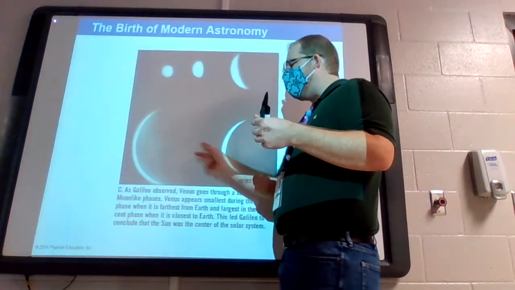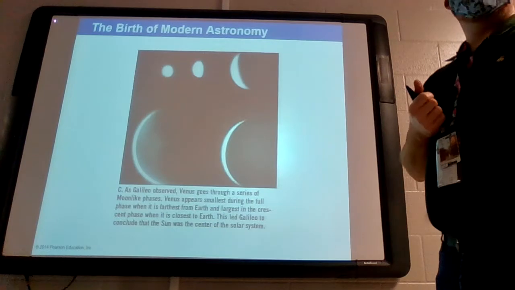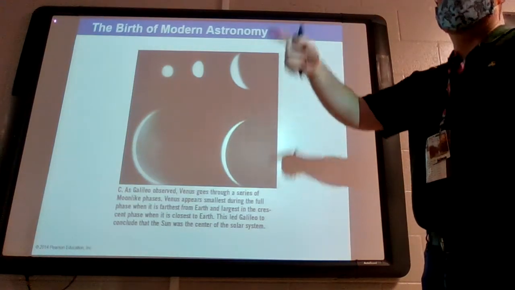But you have your different phases of the moon all the way until you have a new moon, which, remember, a new moon is where you don't see any of the light. It's just like the dark moon.